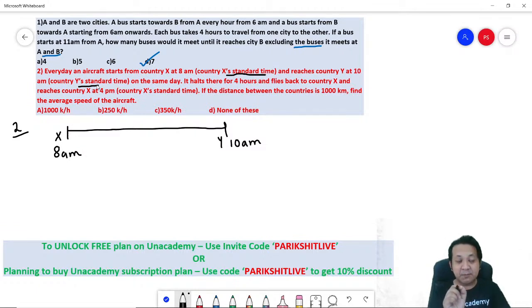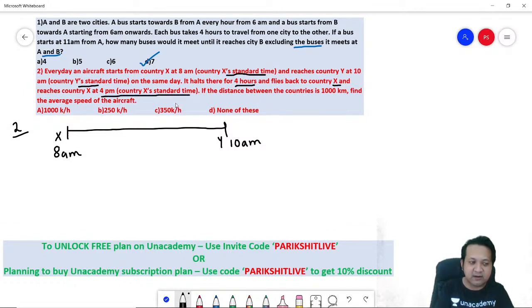So remember, that is the meaning of standard time. You cannot be comparing India's 8 a.m. with US's 10 a.m. as 2 hours unless you know the time difference between the two countries. So that's one point you got to be very careful. Now they say the flight halts in country Y for 4 hours and flies back to country X and reaches X at 4 p.m. country X standard time.